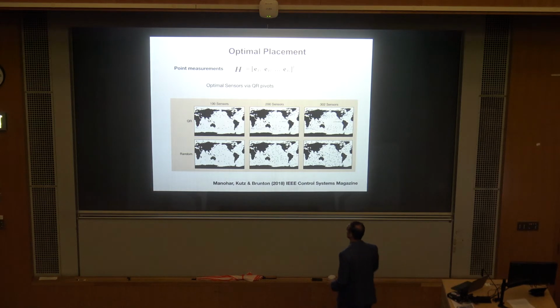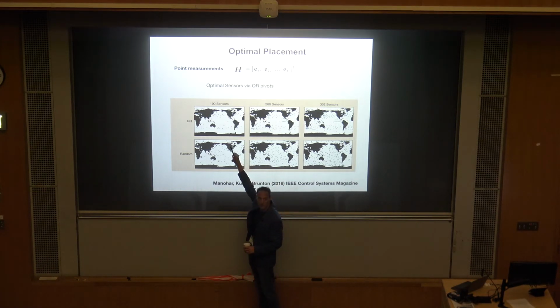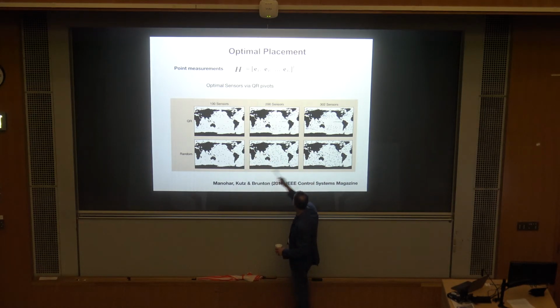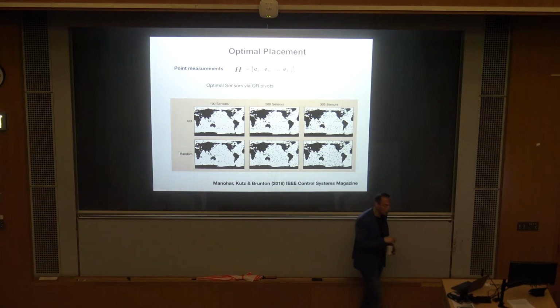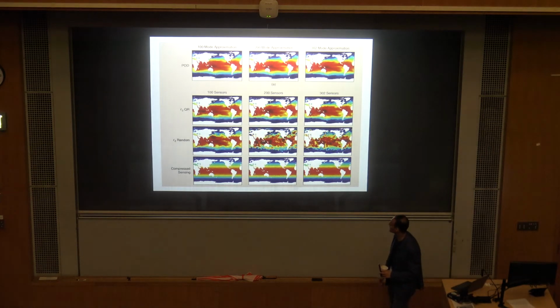And if you start placing sensors in a principled way, if you have 100 sensors, this is where you should put 100 sensors on the ocean. If you have 200 sensors, you have 300 sensors, versus random. And it turns out there's a big difference in performance if you just lay random sensors down versus putting them down in principled ways. And here are the performance differences.